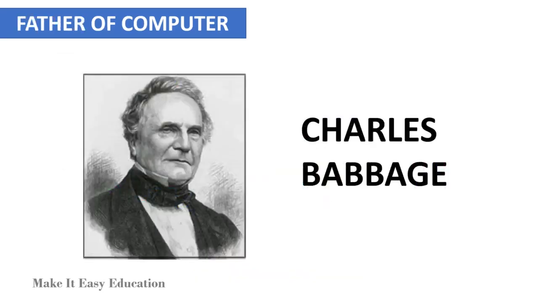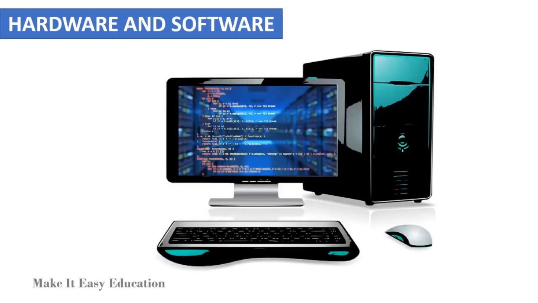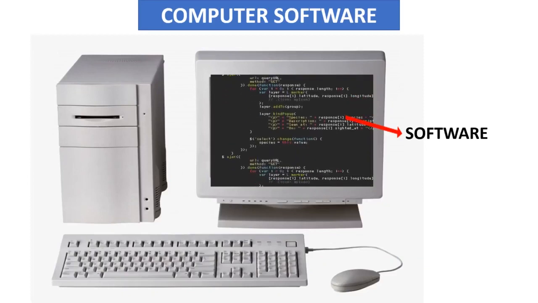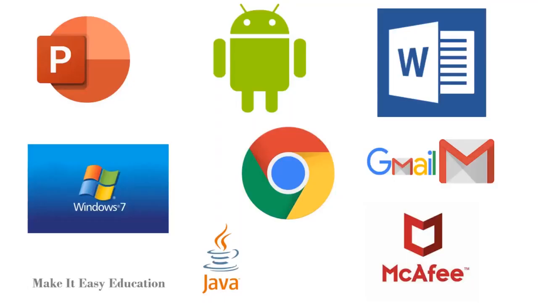Father of computer. Charles Babbage is known as the father of computer. Hardware and software. Computer is made up of hardware and software. Computer hardware is any part of a computer that we can touch. Examples of computer hardware are monitor, CPU, keyboard, motherboard, printer, scanner, speaker. Computer software is the set of instructions that makes the computer work. Examples of computer software are PowerPoint, Android, Microsoft Word, Windows, Java, Google Chrome, Gmail, antivirus software.